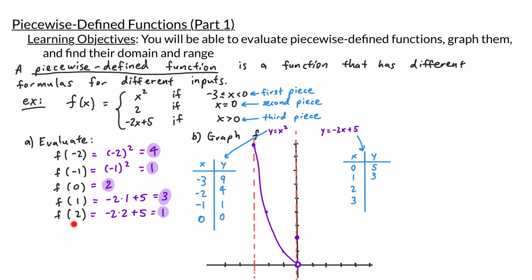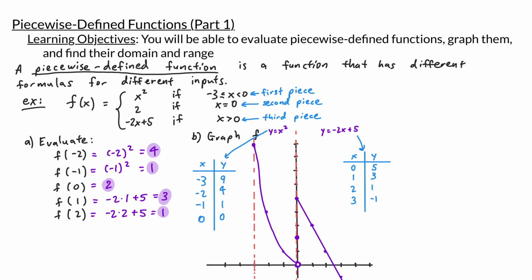If we plug in 2, we have -2 times 2 plus 5, that gives me 1. And then lastly, if I plug in 3, -2 times 3 plus 5 gives us -1. Let's now plot these points that we've found. We have (0, 5), (1, 3), (2, 1), and then (3, -1). We can then connect our points together with a straight line.